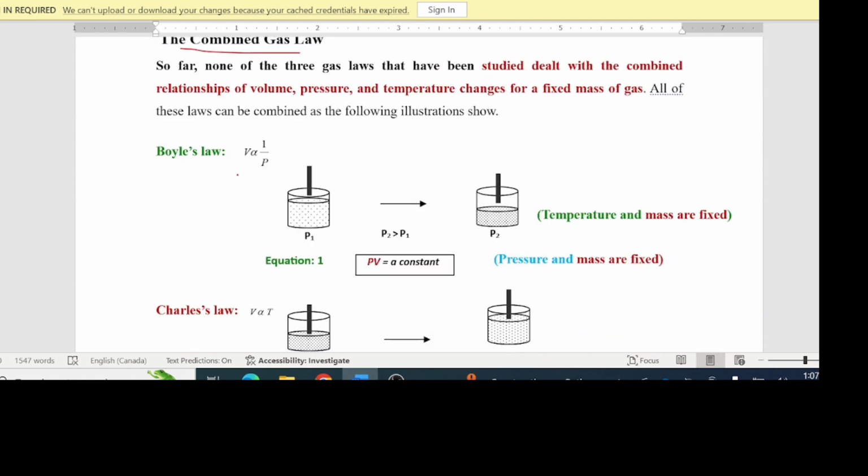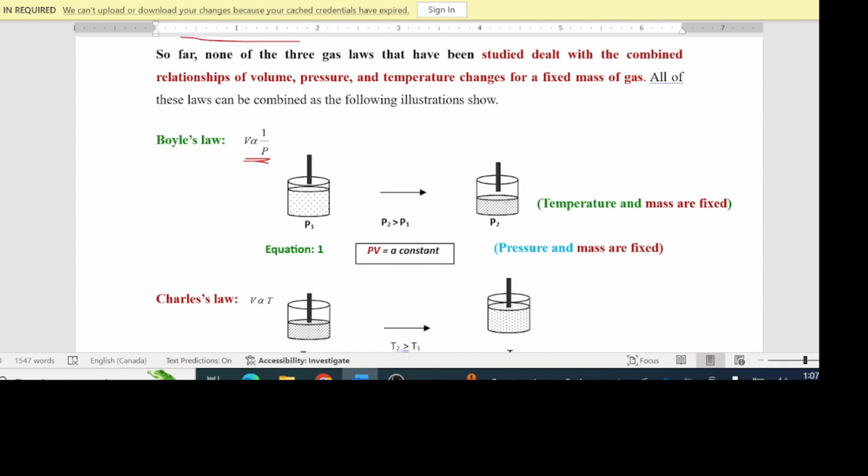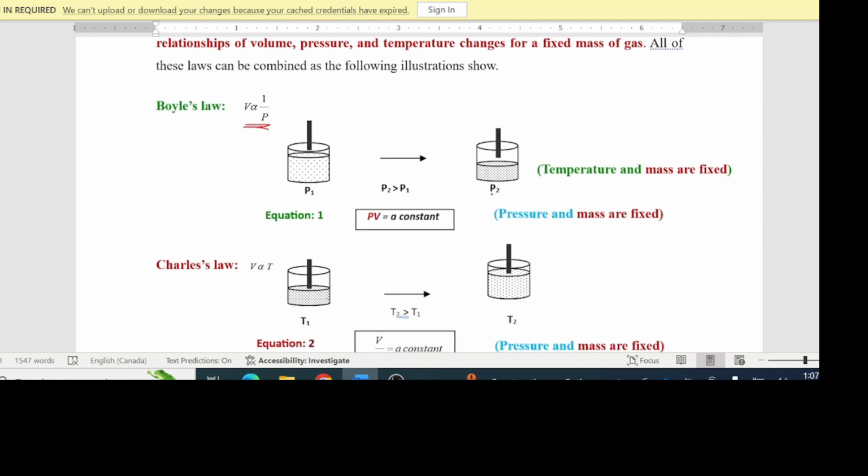Now let's look at Boyle's law. Volume is inversely proportional to pressure. So here is P1 and that is P2. You can see that P2 is greater than P1. And you can see in this case, the temperature and the mass of the gas are fixed. So PV is a constant. That's the first equation.